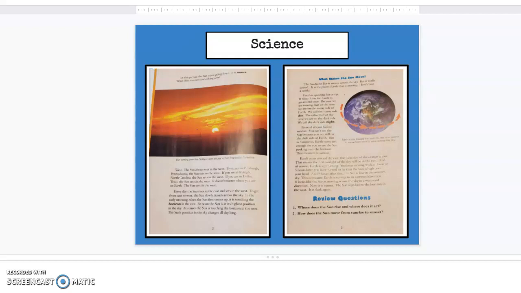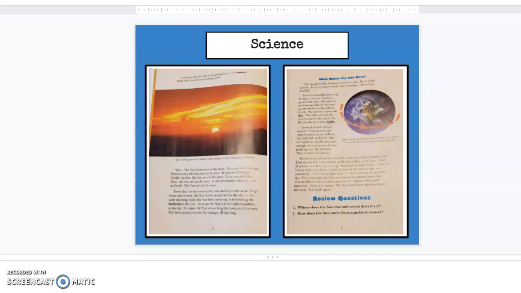Pretend it's just before sunrise. You can't see the sun because you are still on the dark side of Earth. But in 5 minutes, Earth turns just enough for you to see the sun peeking over the horizon. That moment is sunrise. Earth turns toward the east, the direction of the orange arrow. That means the first sunlight of the day will be in the east. And of course, Earth keeps turning. You keep moving with it.